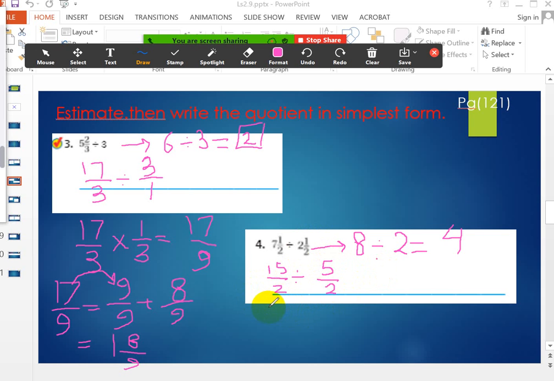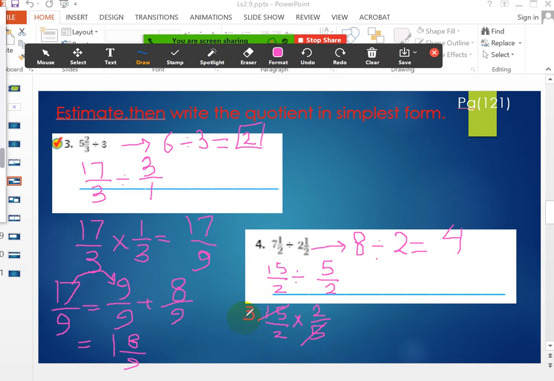So it will be 15 over 2 multiply 5 over 2. Excellent. Not 5 over 2, sorry, 2 over 5. Yes, now, excellent. What is the greatest common factor? Look, 15 and 5 have the same greatest common factor, which is what? 5 is able to divide on 5 and 15 is also able to divide on 5. So 15 divided by 5 equals 3.